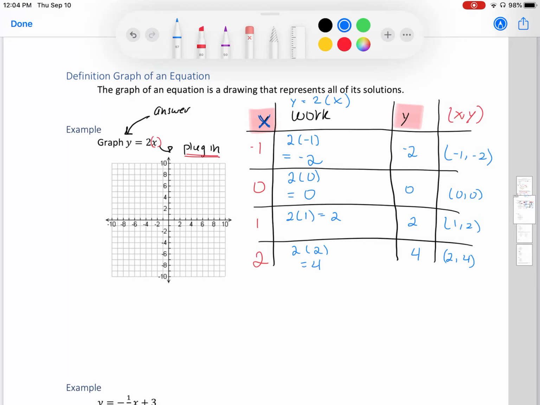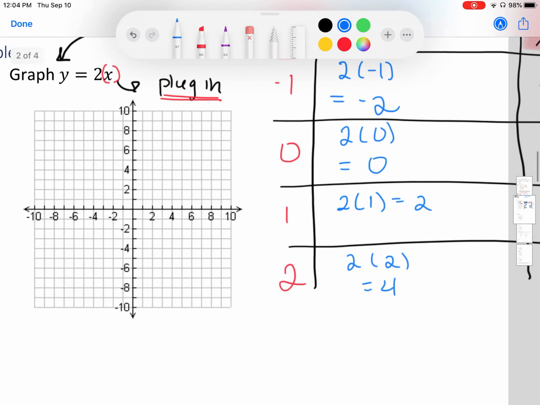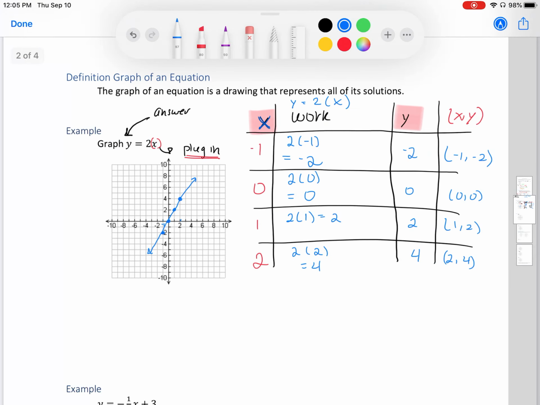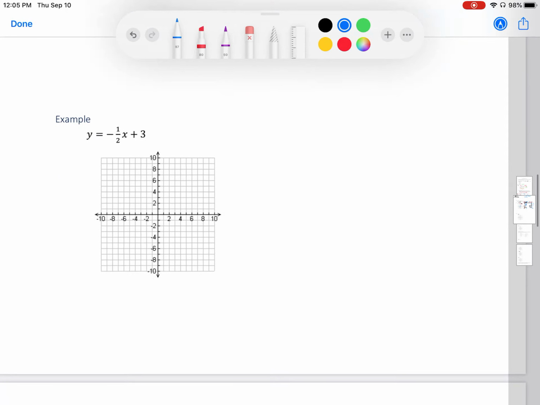Let's plot these points. Here we have negative 1, and I'm going to go up 2. Oh, I think that was down 2, right? Down 2. Then I have (0, 0), I have 1 up 2, and I have 2 up 4. If I connect these points, we see we get a line. That is our first graph. Let's go on to the next example.